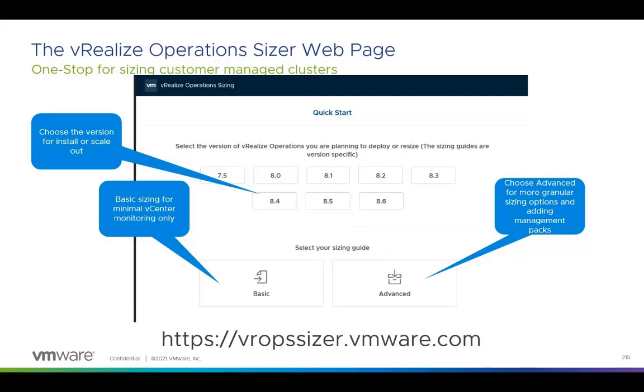VMware offers a vRealize Operations Sizer web page. This is a publicly accessible web page. You can see the link at the bottom of the screen here. You simply go in, choose the version of vRealize Operations that you plan to install, and choose either basic or advanced options. Basic is good if the customer is only going to be monitoring their vCenter environment, but if they're going to add additional management packs and monitor other things like applications, hardware, and so forth, then you'll want to use the advanced option.